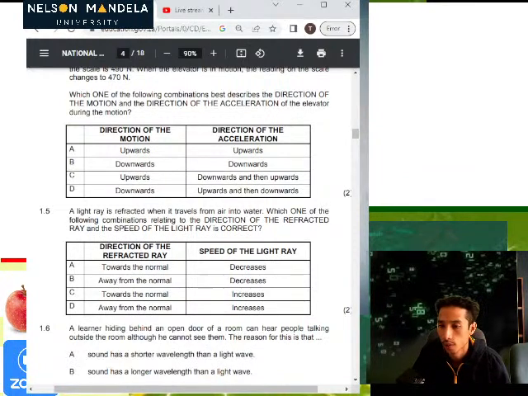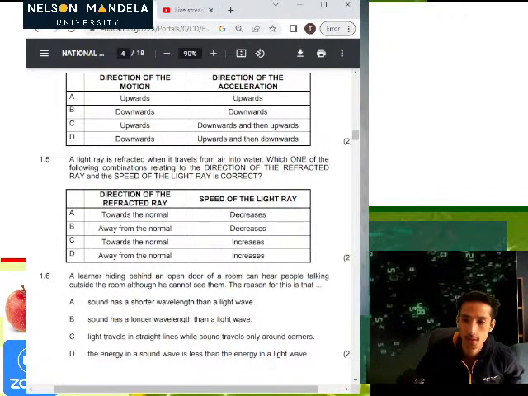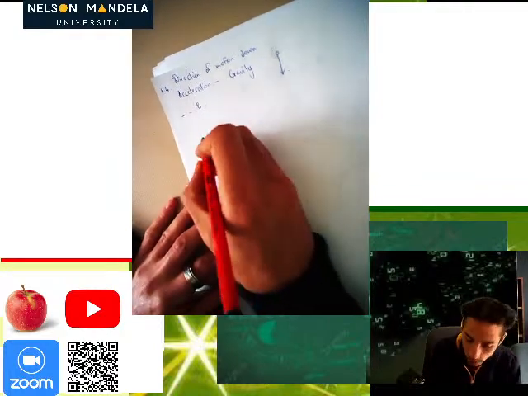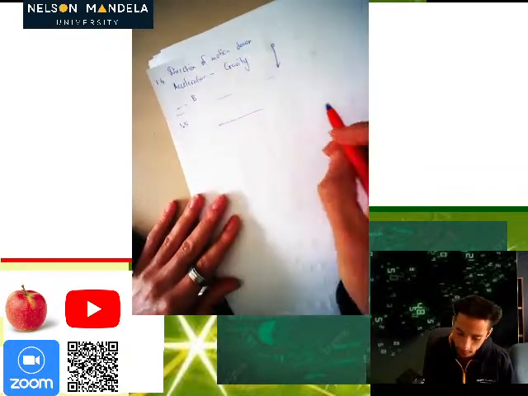Okay, so this question 1.5 asks us about light. A light ray is refracted when it travels from air into water. Which one of the following combinations related to the direction and the speed of the light ray is correct? Okay, so there are two mediums in this instance.